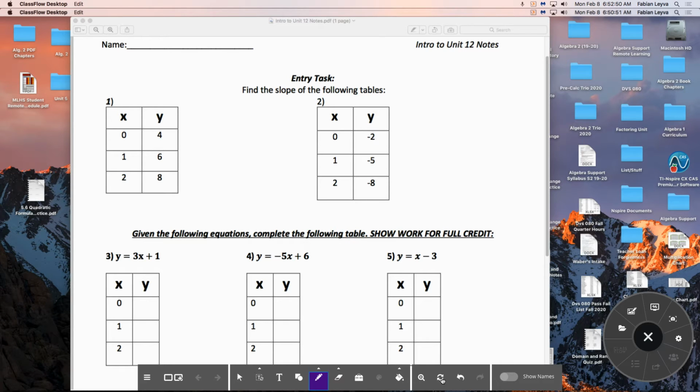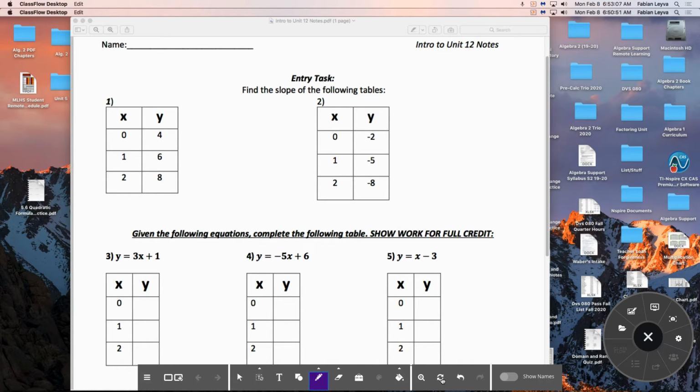So the first 2 problems are review. I want you to find the slope of the following tables. In order to show full work in these problems, I want to see these tables. Just make it really quick. X and Y chart, write down the numbers, and then go ahead and do the math and follow along with me. And this goes for your homework as well.